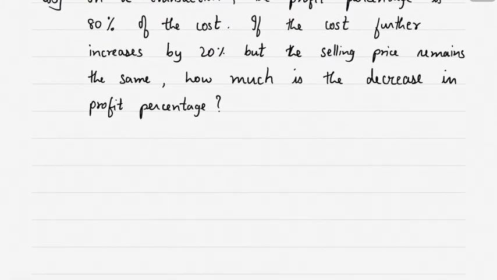In a transaction, the profit percent is 80% of the cost. If the cost further increases by 20%, but the selling price remains the same, how much is the decrease in profit percentage? Okay. So, let us assume cost price is equal to 100. Okay. So, let cost price be rupees 100.